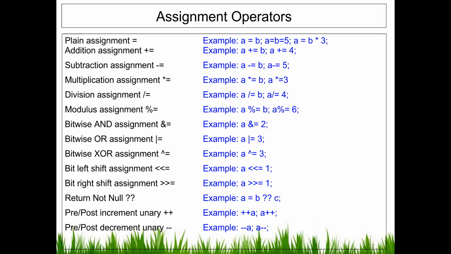If b is allocated memory, then give b. If b is not allocated memory, then give the value of c. If both of them don't have memory allocated to them, again it will get null. So even though you use the double question mark to get not null, it can still get null. This is where developers tend to forget to check, and then it gets a null reference exception.